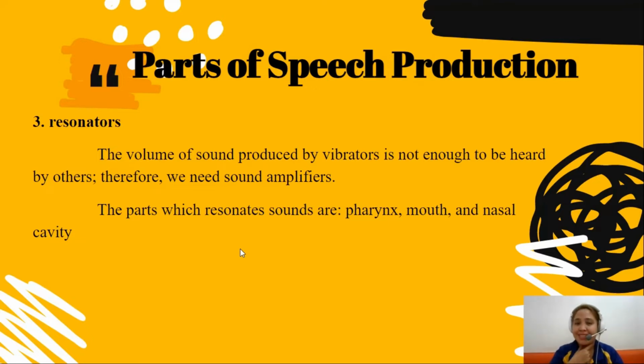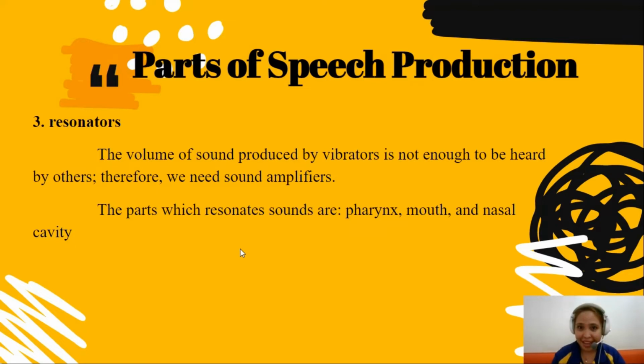So pharynx, in layman's terms, we call it throat. So our throat looks like a tube, and when the sound passes there, of course, it bounces back and forth until it makes the sound louder. Of course, our mouth too, and our nasal cavity. So where's our nasal cavity? It's just at the back of our nose. So it's like a hollow part in our skull where it also amplifies the sound that we produce.